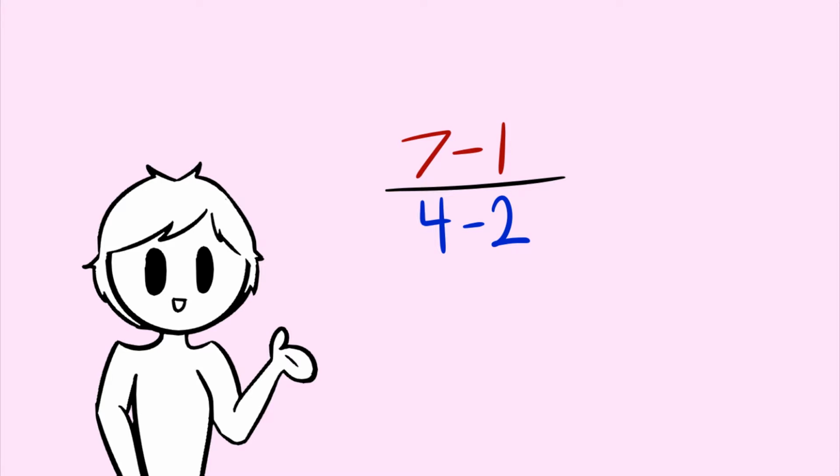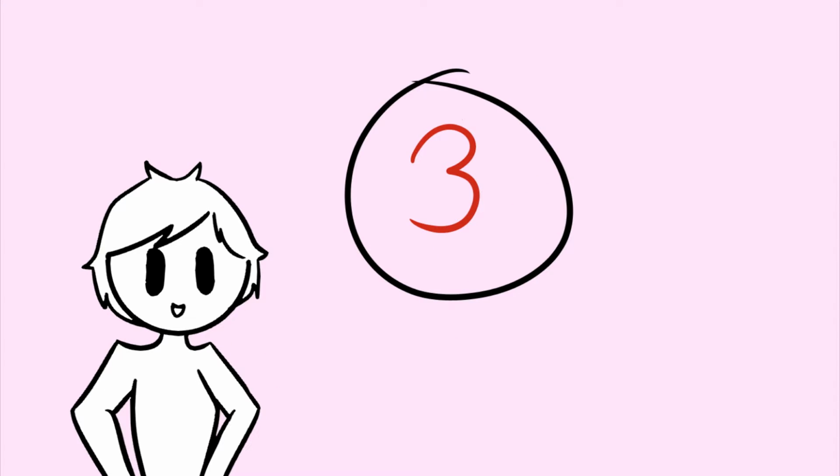Now all you have to do is plug the values into the slope formula to find the slope. Here's what it should look like: 7 minus 1 over 4 minus 2. And that equals 6 over 2, which can be simplified to 3. And that's all. Thank you.